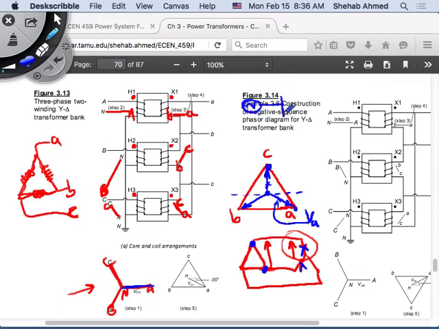I have a generator and a transformer and a load. And this transformer is a star delta. It happens to be a star delta here, right? So what I would like to do is draw the single phase equivalent circuit. So I will draw the generator as a source, right?